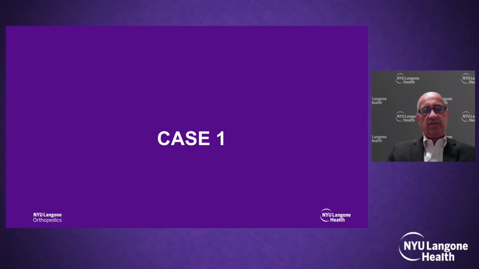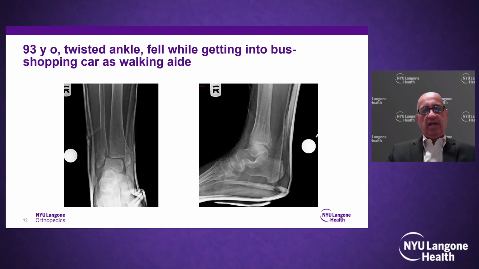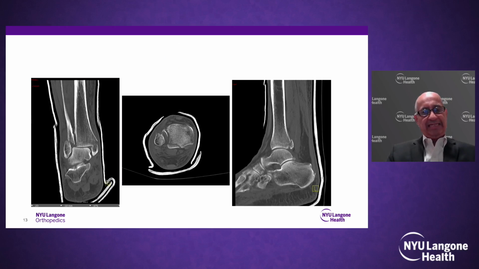So let's go through some examples of cases and what I would have done. Here's somebody who's 93, an older lady who was getting into a bus, so independent enough to be outside, and she has this ankle fracture. And you can argue, what are we going to do now? She's 93. At this age, if you keep her non-weight bearing, it's a problem. So this is her CT scan. She's got a small posterior malleolus.